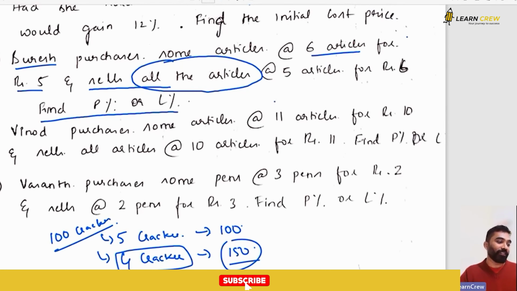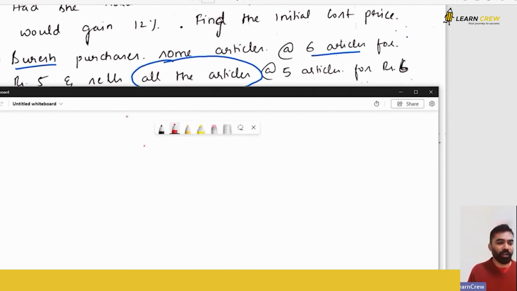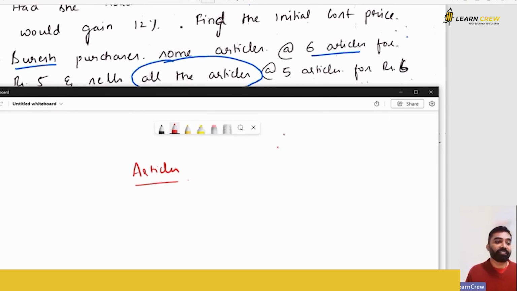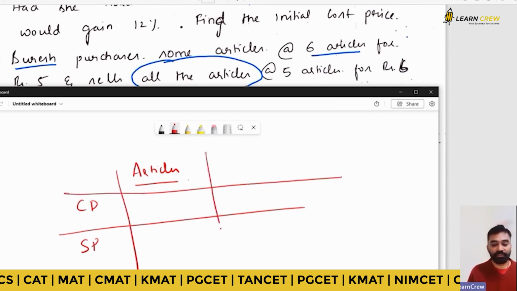Start observing here. Everyone start observing, then we'll start discussing it. Now, what are they telling? They're telling something regarding articles, right? And they're telling the cost price. Cost price is given, selling price is also mentioned, right? Yes or no? Yes. Okay.